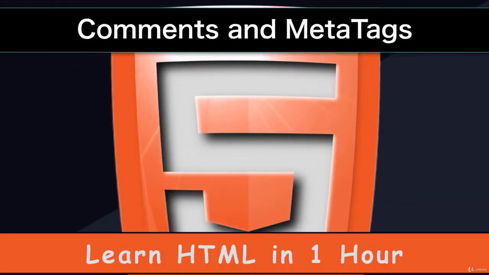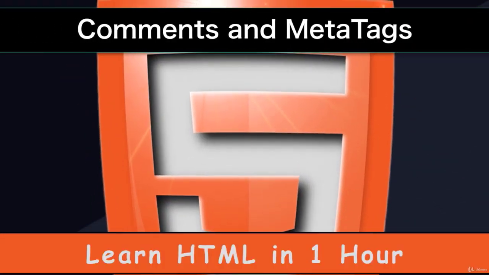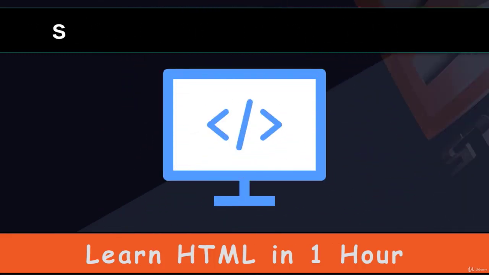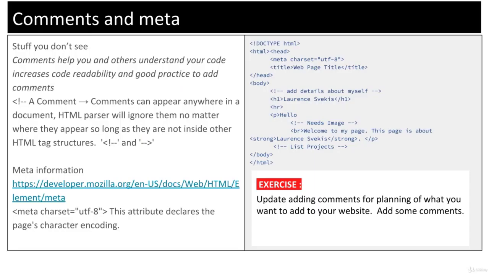Comments and meta information. The meta tag sits within the head section, and it gives more information about the web page. You might have character sets as well as meta descriptions, and so on. There are also comments. Comments are not meant to be visible to the web page viewer, but they serve as a way to document within your code, and it makes the code more readable, and it's good practice to be adding comments. That tells you when you're building out your web page what you're planning to do for your website.